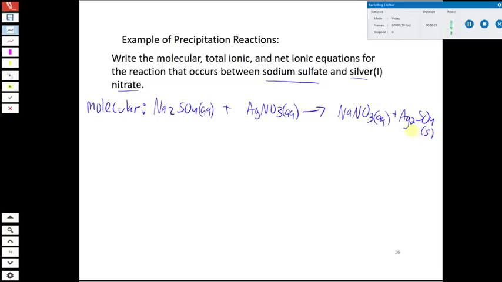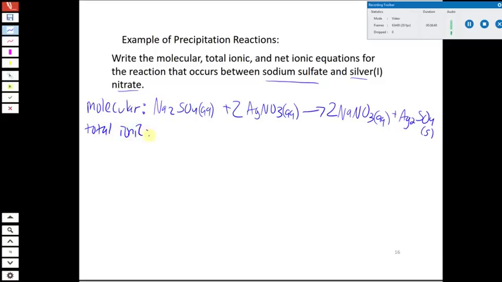We need to put some coefficients here, so we have 2 sodiums over here on the reactant side, so we need to form 2 sodium nitrates. Then because we have 2 nitrates and 2 silvers, we also need 2 silver nitrate as well. So again, very small coefficients in most cases, but we do need them to balance the equation. So that's our molecular or formula equation. The next one we can write is the total ionic.